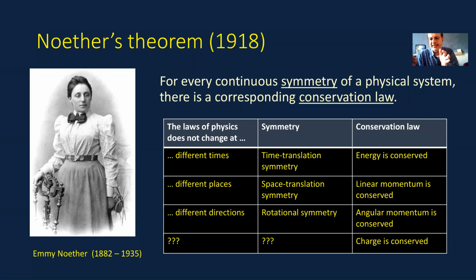The laws of physics don't change from here to there. The same laws are valid in Istanbul, as well as in Ankara. They are the same. So the laws of physics don't depend on where you are. This implies that the linear momentum is conserved. And then the laws of physics do not change with different directions. All the directions in space are the same, equivalent to each other. That implies rotational symmetry, and this implies that the angular momentum is conserved.